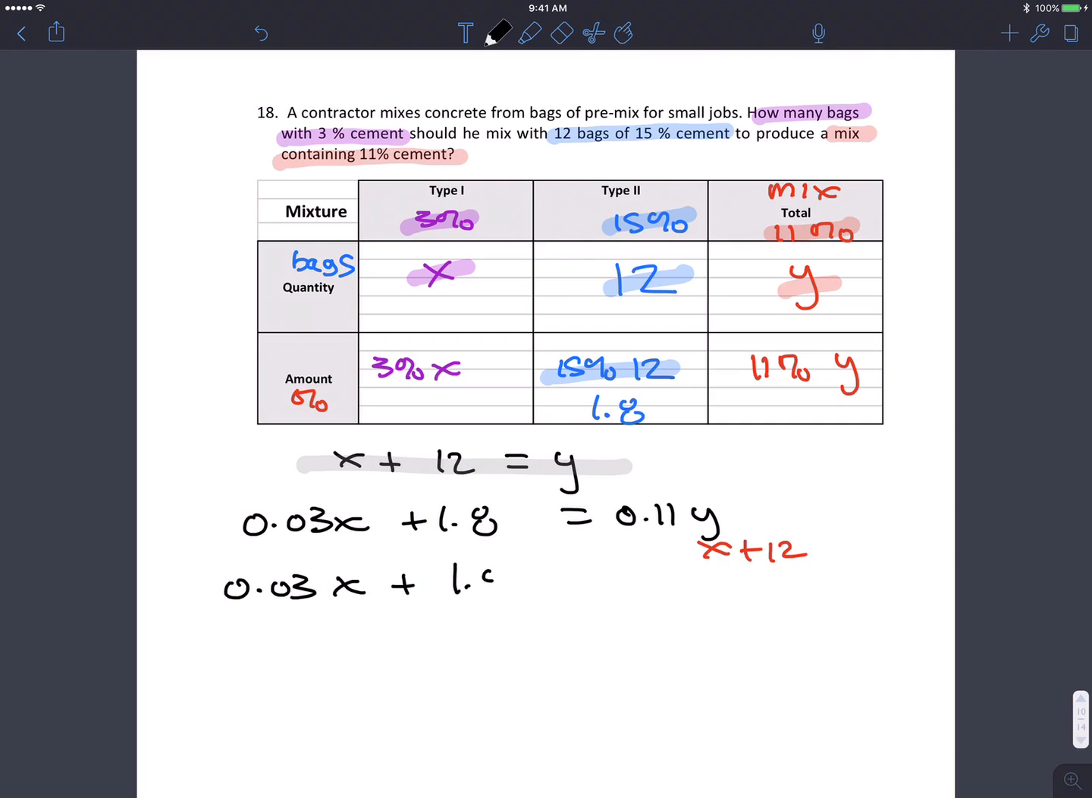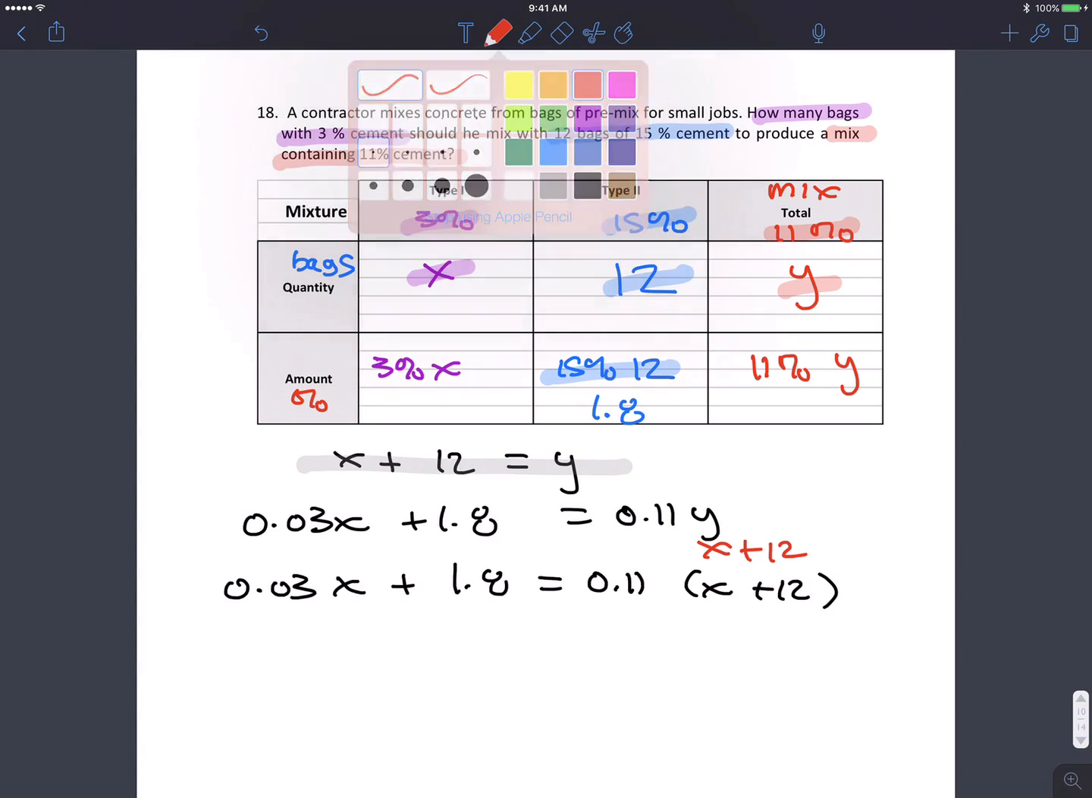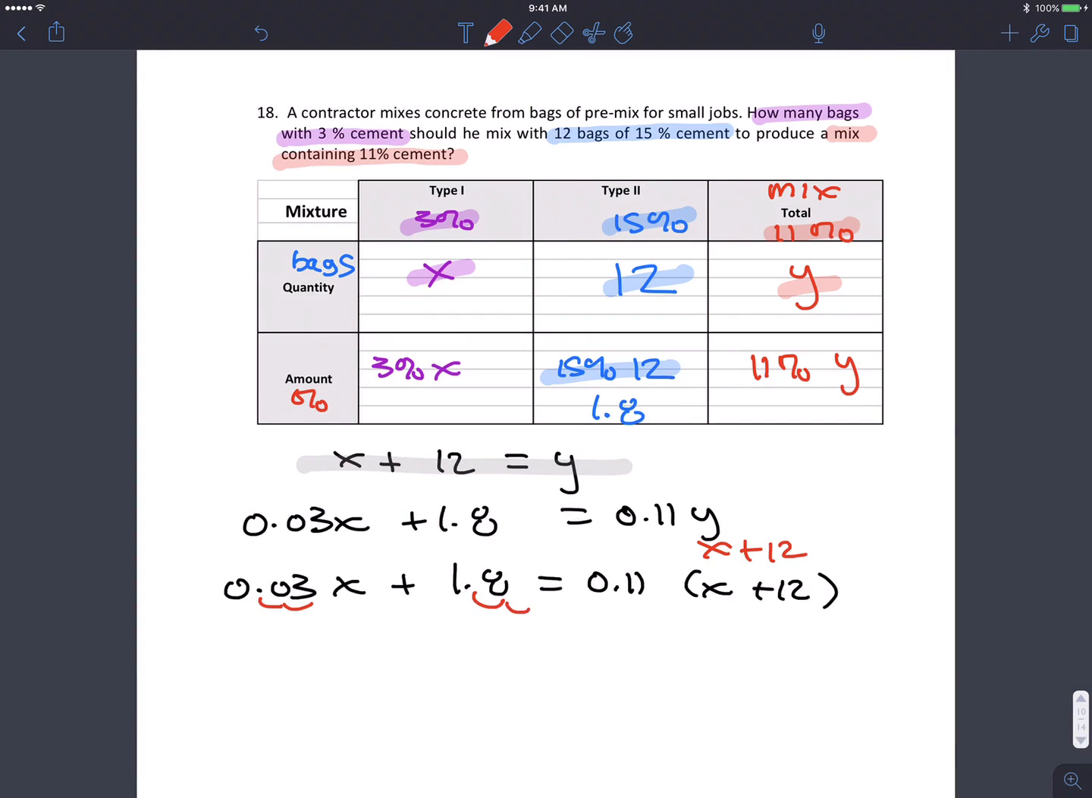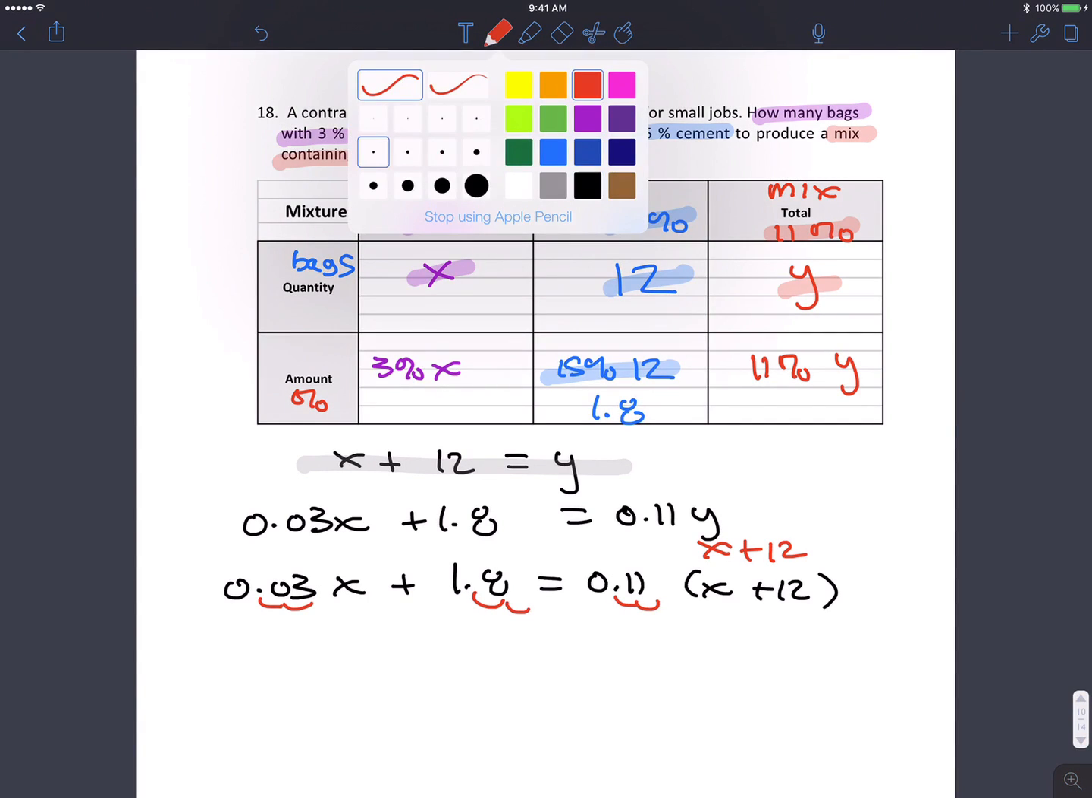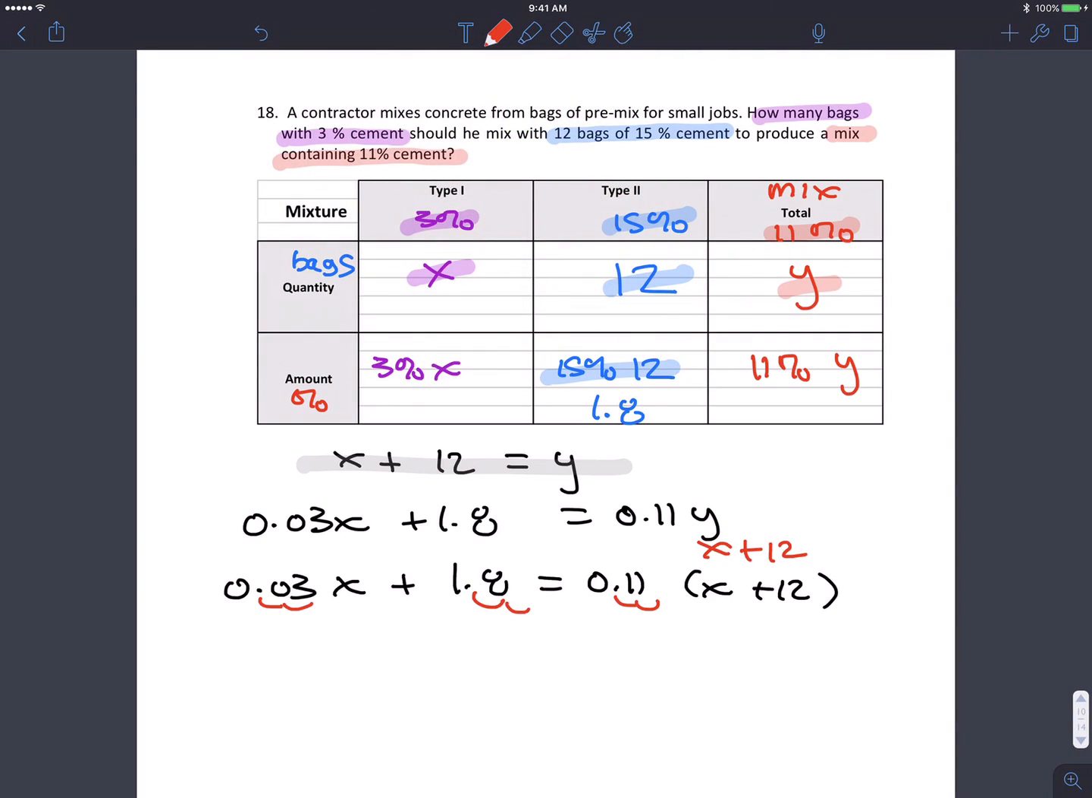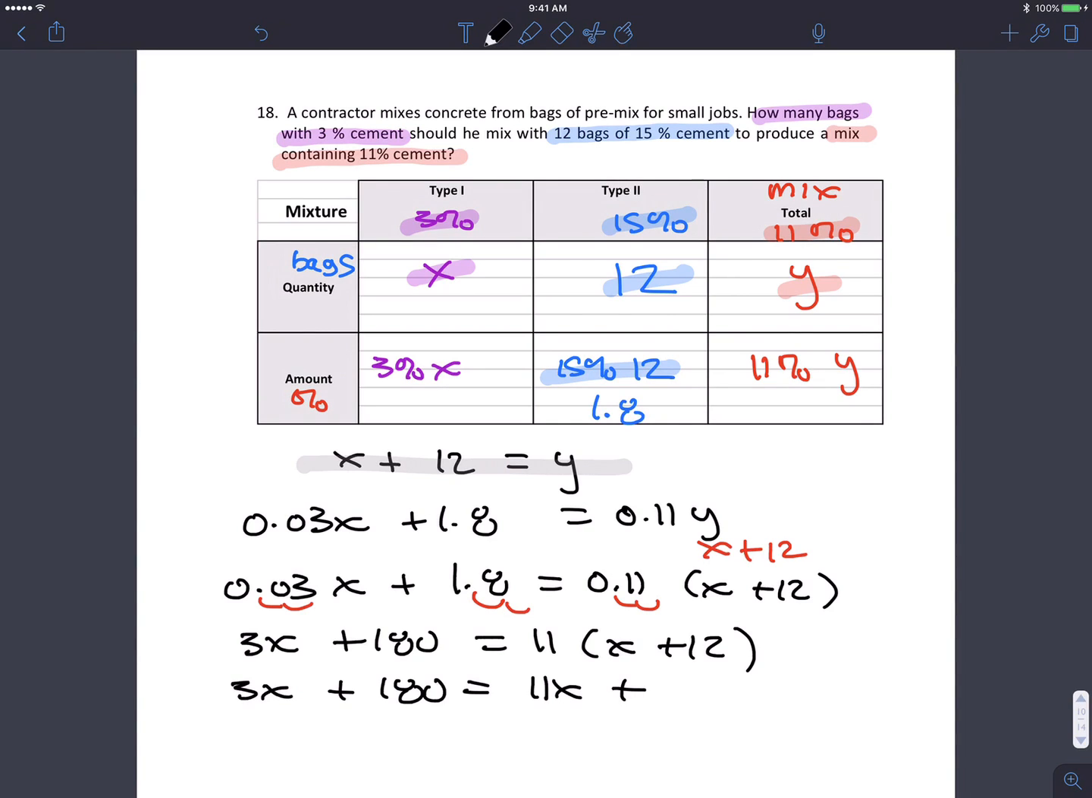0.03x plus 1.8 will be 0.11x plus 12. Now I'm going to multiply both sides by 100 so you can move this decimal 2 spaces. Every decimal gets moved 2 spaces. So I have the following: 3x plus 180 is 11 times x plus 12, or 3x plus 180 is 11x plus 11 times 12. That's 132.